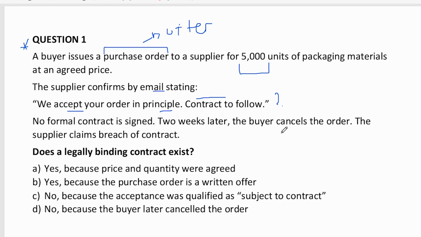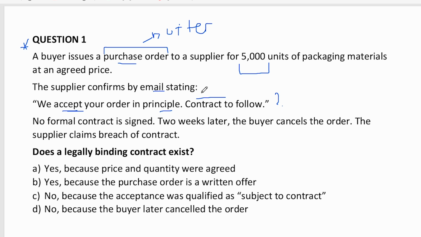Two weeks later, the buyer cancels the order. Remember, the buyer had put out an offer. So, the buyer cancels the order. Then the supplier claims breach of contract. So, before you even bother looking at the answers here, an offer was made. Was the supplier's action really acceptance?